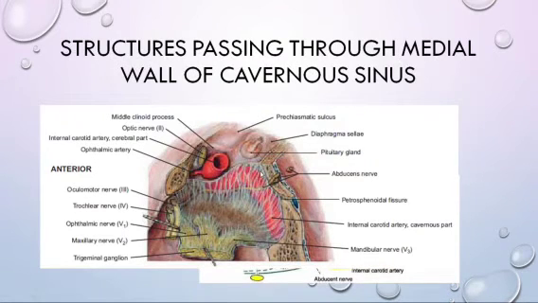tributaries. Just see this picture. Okay. So you can see inside the cavernous sinus, you can see the internal carotid artery. Okay. You can see the trabecular pattern of the cavernous sinus.